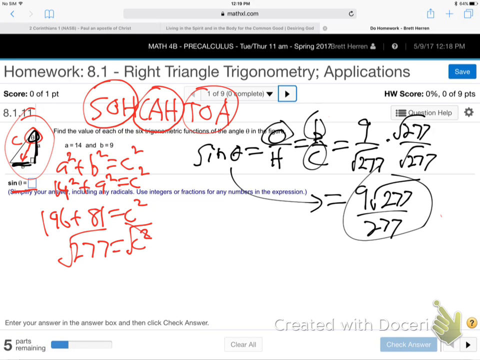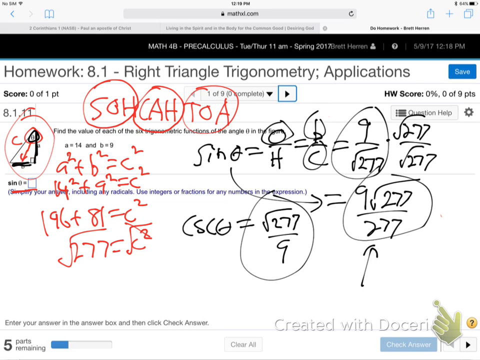And since we have to get all 6 trig functions, let's get the upside down one right now. What's upside down of sine? What's it called? Cosecant. Now, you could flip over the sine after simplifying, but then you'd have the root on the bottom and have to do that whole thing again. Why don't I just flip this one over before I simplify? So it's just root 277 over 9, done. You'll get the same answer if you flip the other one and then get rid of the root, just a bunch more steps. All right, so that's sine.